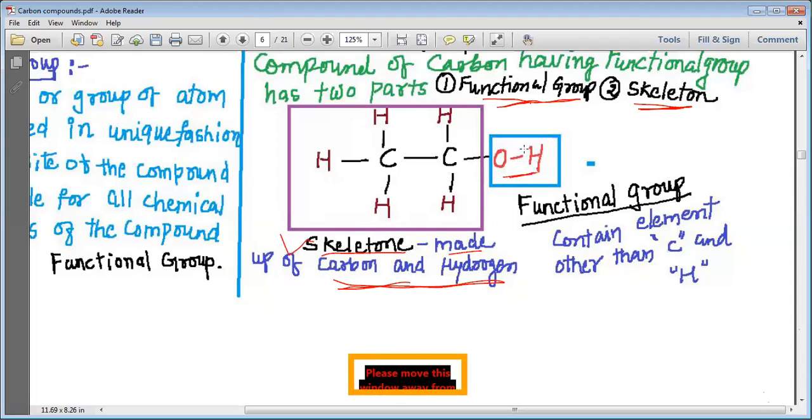So you can see here in the functional group, we have an atom oxygen present, which is an element other than carbon and hydrogen. So a functional group contains an element other than carbon and hydrogen. It can contain carbon, it can contain hydrogen, but it must have something other than carbon and hydrogen also present in it. And this is how we can identify the presence of the functional group in the carbon compound.